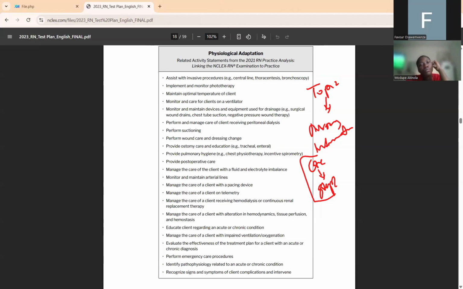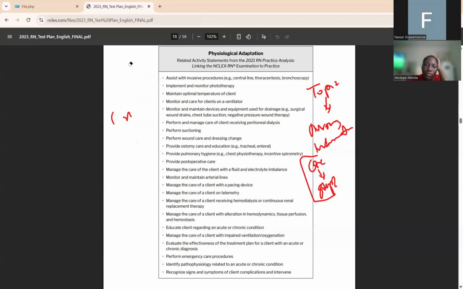So we have the client needs, we have the content, and we have the concepts. Now, what the NCLEX means by concept is how you, as a nurse, carry out a care. According to nursing in the US, there are 6 ways that you will carry out any care, regardless of the care. Every content that's right here, every care that's right here, there are 6 ways you will carry it out. Let me show you the concept here.